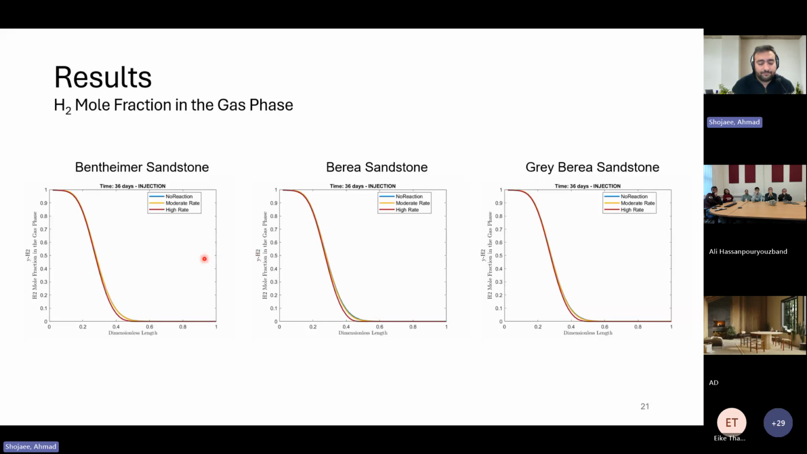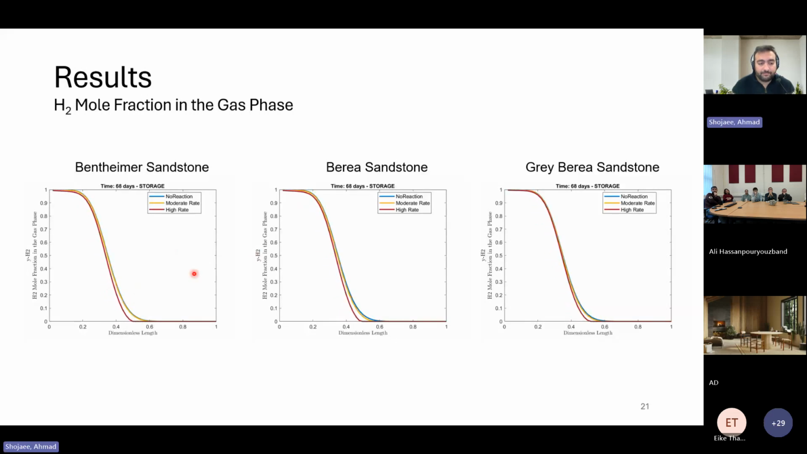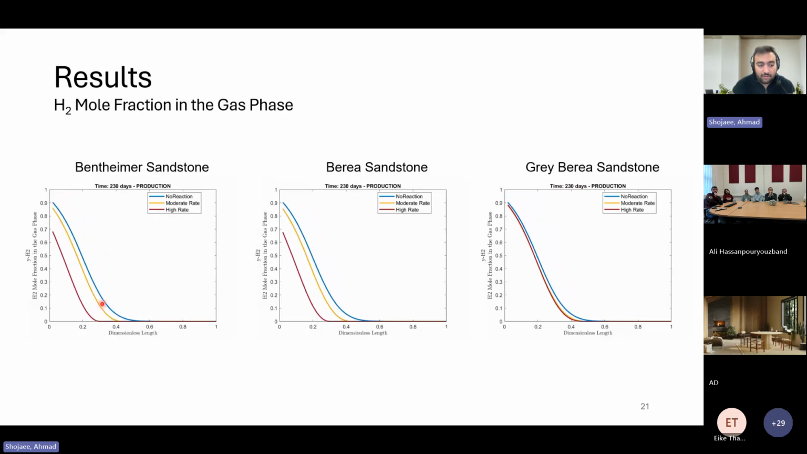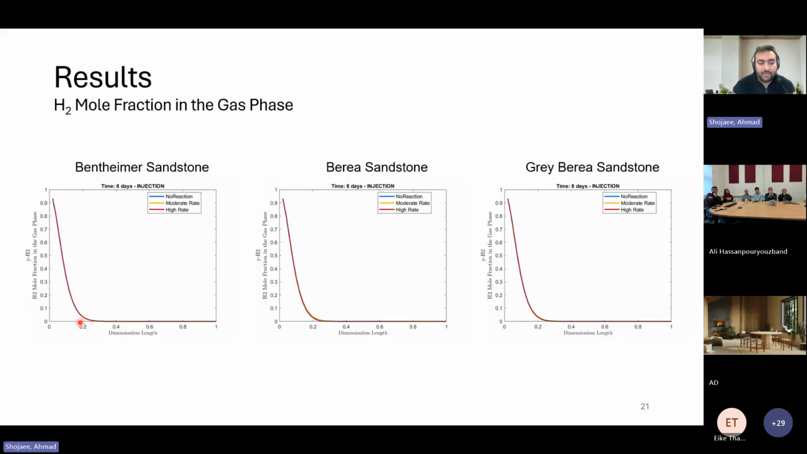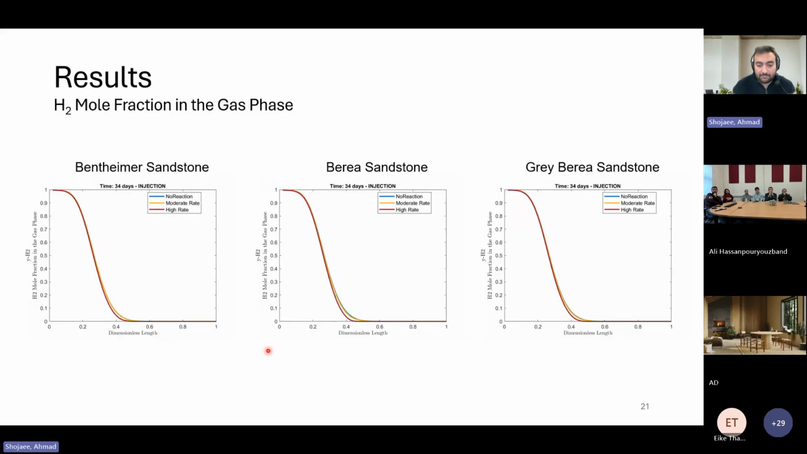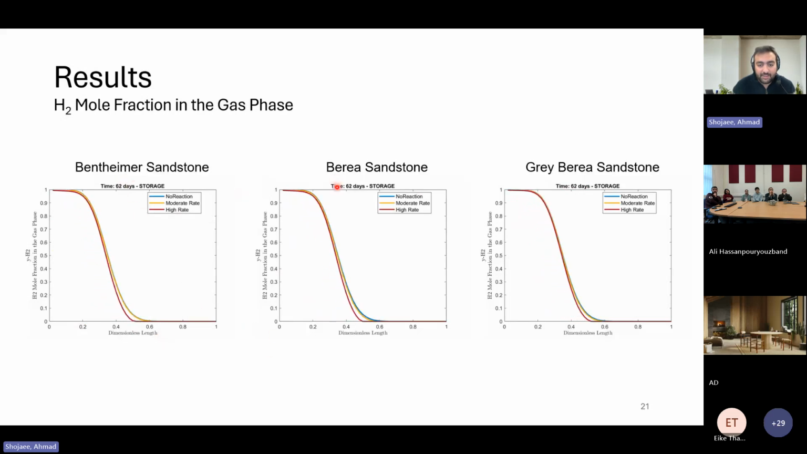And these profiles show the mole fraction of hydrogen in the gas phase in each reservoir. You can see that the red line shows the high rate condition. The red line is deviating from the no reaction condition, and during storage we are losing some hydrogen in our system. The Bentheimer sandstone and Berea have a similar behavior, but you can see that in gray Berea sandstone, the amount of loss is limited.